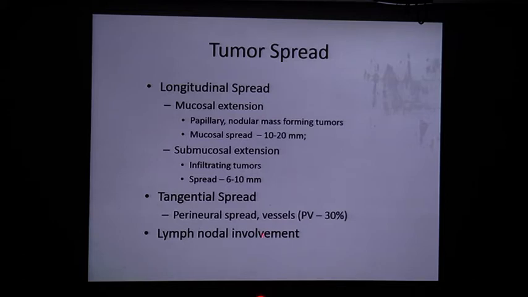I talked about tangential spread, perineural and vascular, and of course the lymphatics, the lymph nodal involvement. Lymph node dissection, as we saw in gallbladder cancer, is also a prerequisite for treatment of cholangiocarcinoma, and it is also an important prognostic factor in terms of outcome.